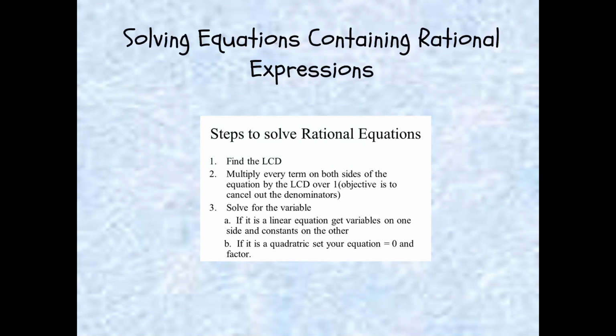We're essentially eliminating all the fractions. Once we eliminate all the fractions, we're going to solve for the variable. If it's linear, you're getting your variables on one side, your constants to the other to solve for x. If you happen to have something that's quadratic, so say you have an x squared, you've got to get 0 on one side and then factor.